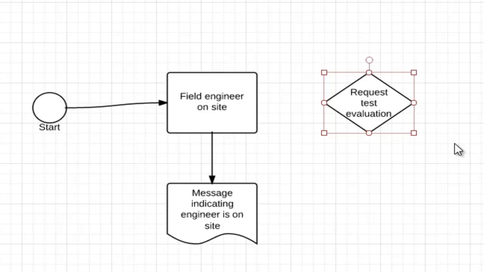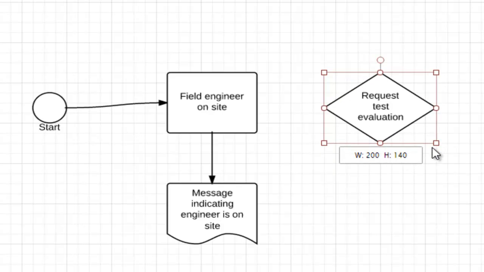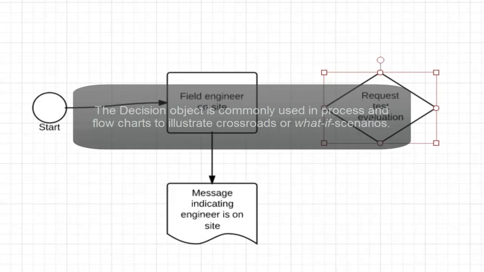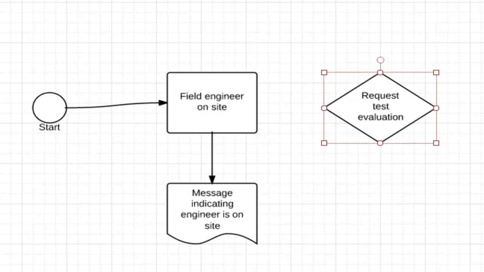Now, if the text won't fit inside the default shape, you just enlarge it by pulling out the little rectangular boxes around the object, like this. The decision object is commonly used in process and flowcharts to illustrate crossroads or what-if scenarios. In this example, we need the decision object to handle two scenarios. The engineer either sends the SMS request code or he/she doesn't. Both scenarios trigger different events or jobs to be executed.